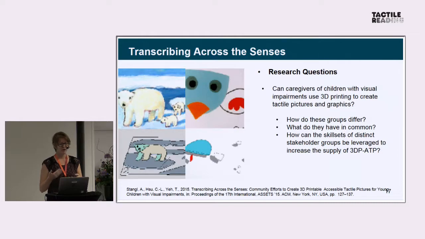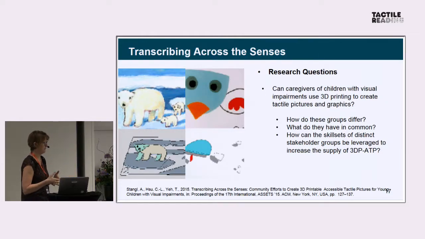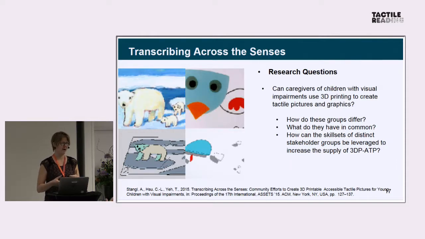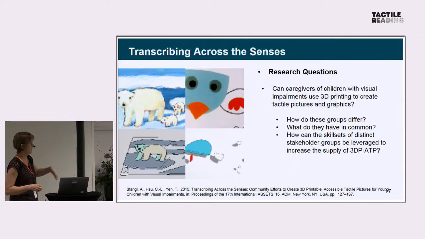And so the questions were, how do these different stakeholder groups approach this design task using this new medium of 3D modeling as one possible way of producing these books? And so on this page we have images of several of the books.